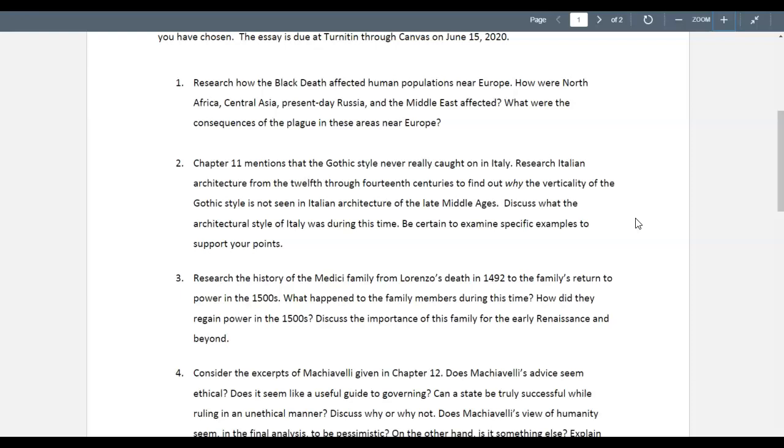Why, again, as it says here, the verticality of the Gothic style was not part of Italian architecture per se. So I'd like you to do a comparison and contrast of the styles, to discuss what it was that was taking place in Italy in regard to architecture. So you'll focus on architecture. That means building styles, the development of cathedrals in Northern Europe as opposed to what was taking place in Italy at this time. And so you're going to look at those key examples.